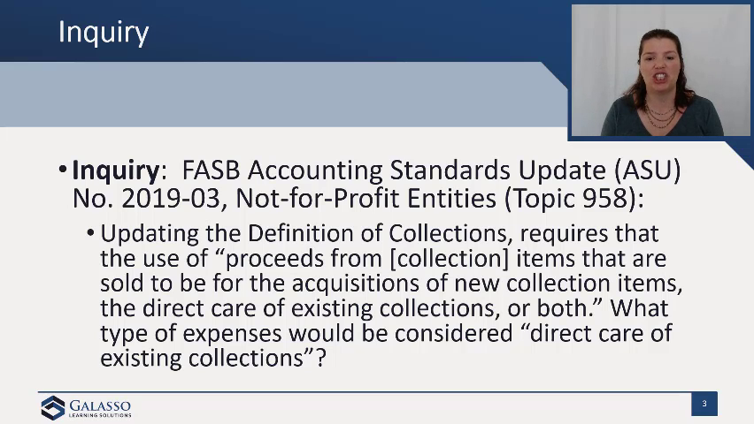So there is a definition of a collection, and they updated the definition to talk about if you sell a collection item, that it still could meet the definition if it's used to acquire new collection items. That's been the same, but also the direct care of existing collections. And that was not included in the original definition. So if you were to sell a collection item in the past, it had to be used to purchase a new collection item. Now, under this standard, it permits the use of that fund for the direct care of existing collections. And the question was, what type of expenses would be considered direct care?